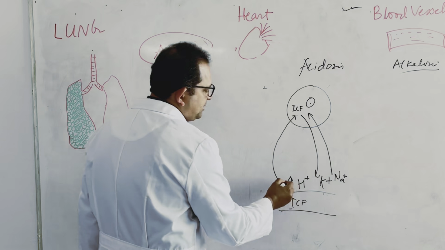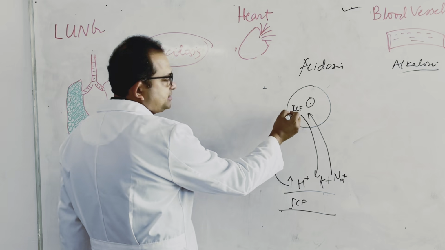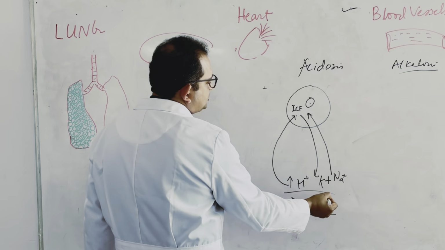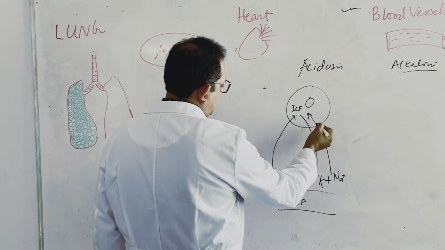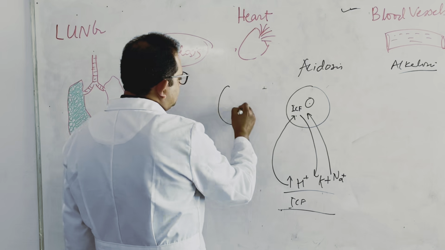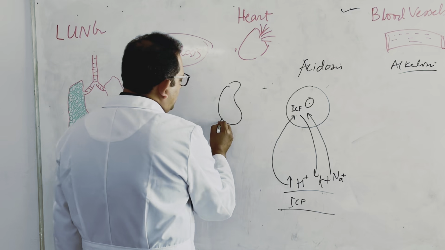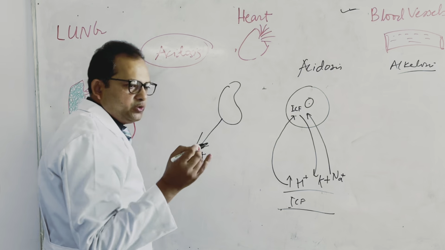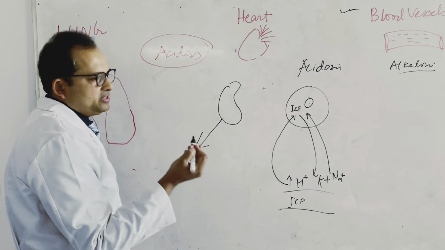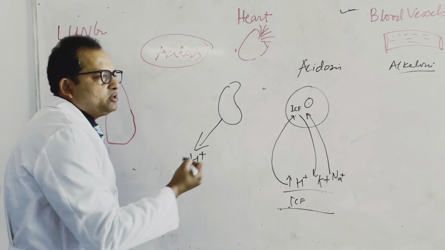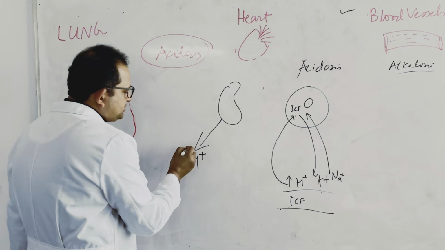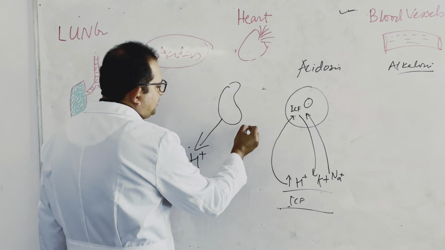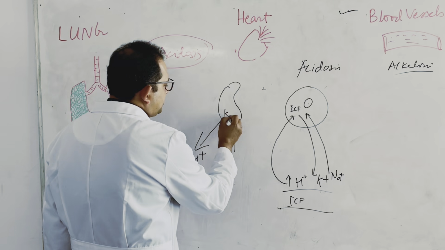So H plus ion will continuously go inside the cell, and potassium is coming out of the cell, and sodium is also going out of the cell. Now what does the kidney do? The kidney will start eliminating H plus ion. We know that because it has to decrease the acidosis and tend towards the normal pH. So it will start decreasing the H plus ion by eliminating it, and it will start retaining potassium ion.